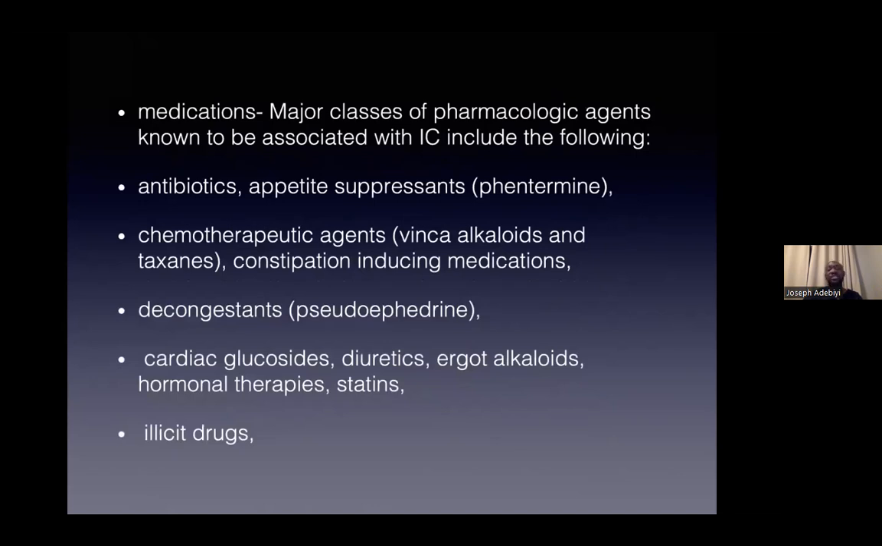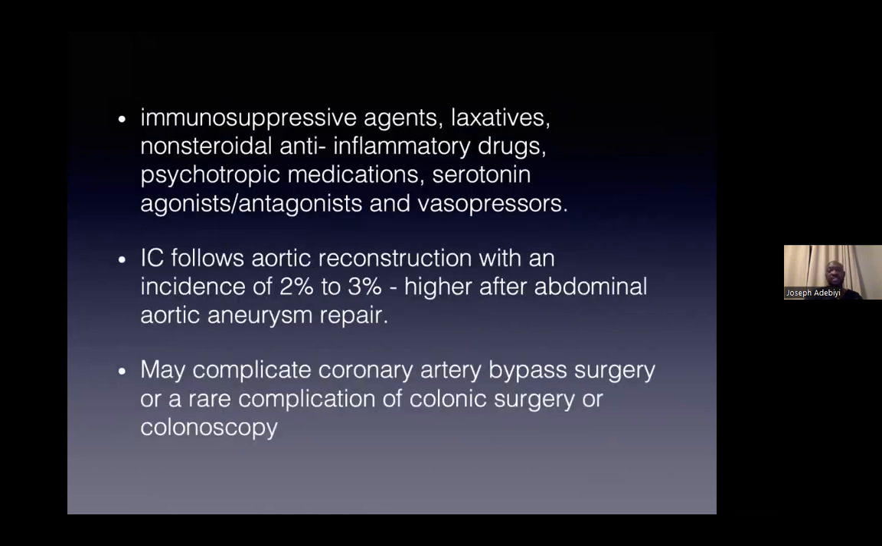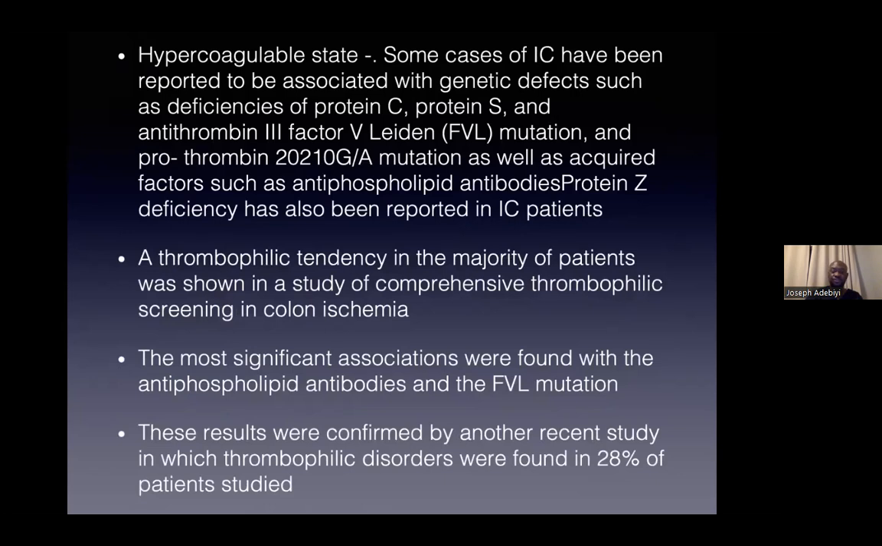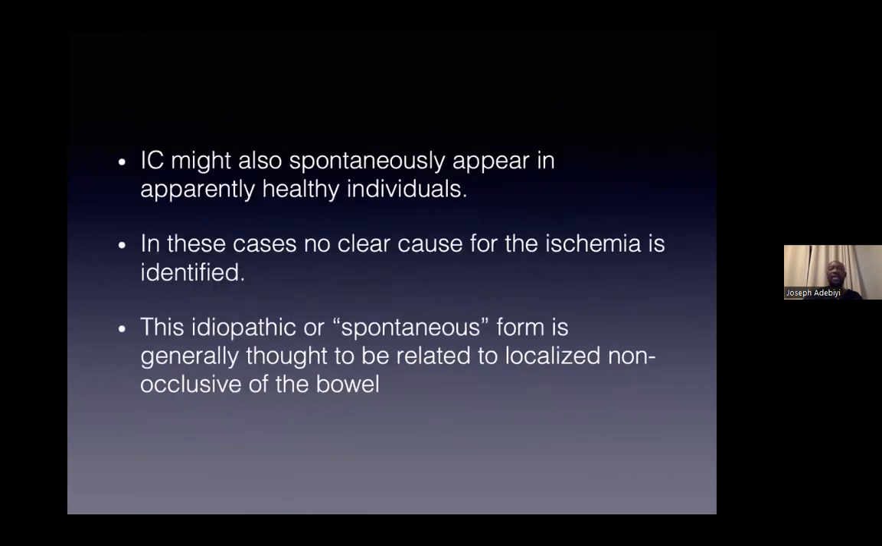And there are a lot of medications, especially antibiotics and chemotherapy drugs, and even vasopressors, that have been implicated in the development of microscopic colitis. And then colon ischemia or ischemic colitis has also been shown to follow aortic surgeries like aortic reconstruction and aortic aneurysm repair. It may also complicate coronary artery bypass surgery. And sometimes ischemic colitis may just spontaneously appear in healthy individuals, but the etiology or the reason for this is actually unclear.